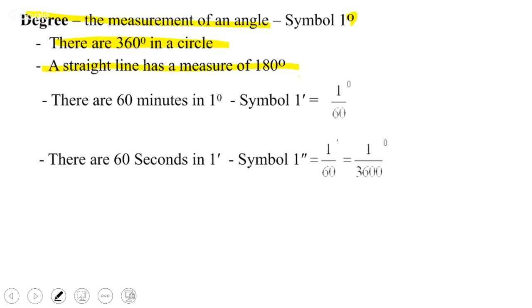And you can divide up degrees. A degree is actually a pretty large measurement. There are 60 minutes in 1 degree, and there are 60 seconds in 1 minute.